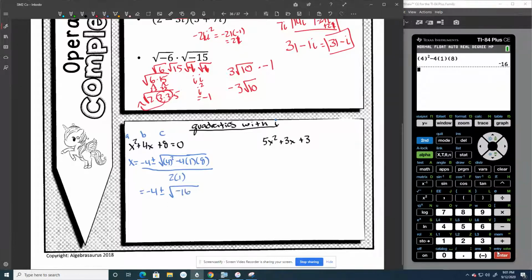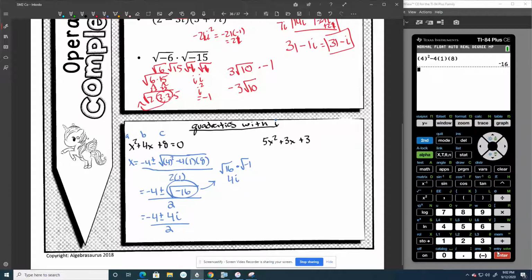So I've got negative 16 underneath and 2 on the bottom. Well, that negative 16, I can rewrite that. Negative 4 plus or minus. Remember, this part right here can become root 16 times root negative 1, which is, the root of 16 is 4. The root of negative 1 is i. So this becomes 4i on top divided by 2.